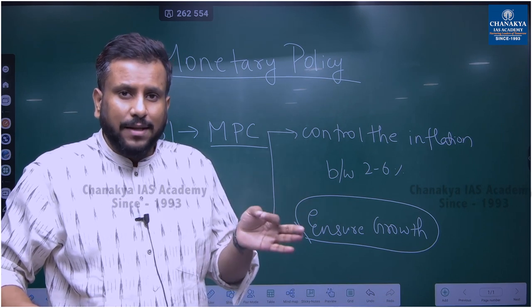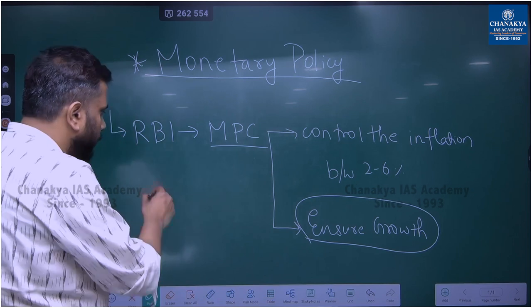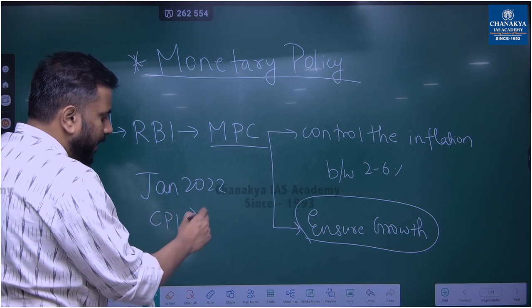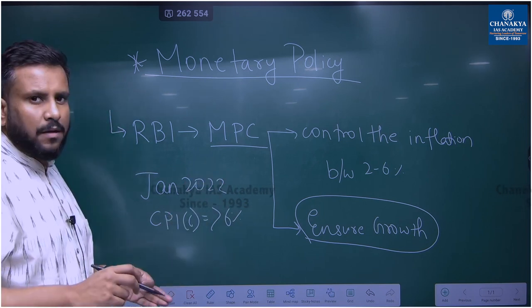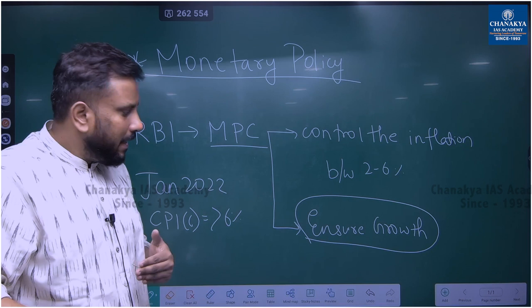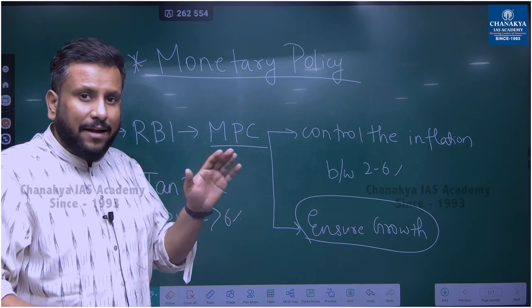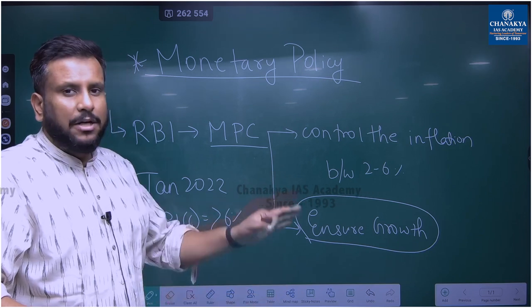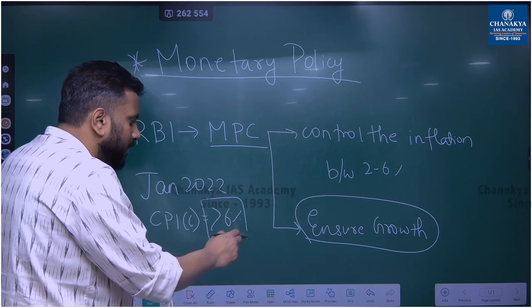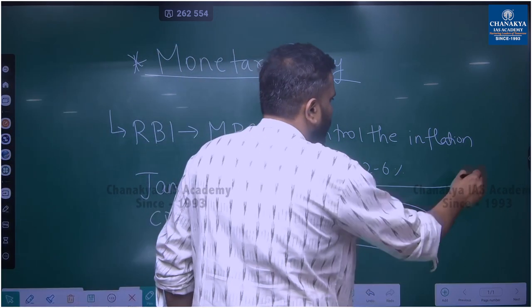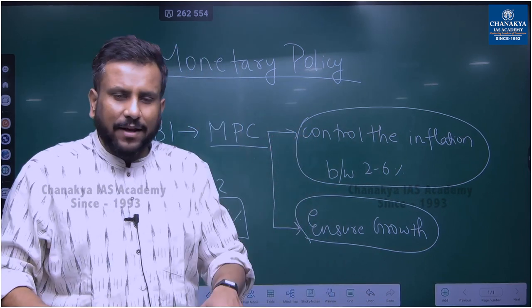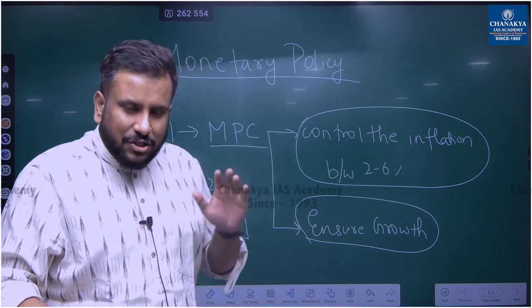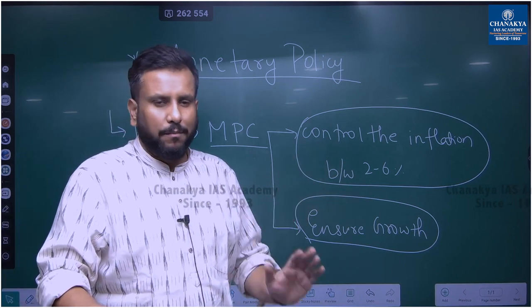But we have discussed already that during the last year, from January 2022, the CPI combined inflation has been more than 6%. So from the time of the pandemic till January 2022, when the inflation was within the tolerance limit, RBI was focusing on growth. But during the last year, when the inflation exceeded this tolerance limit, RBI put all its focus on how to control the inflation and bring it down within 6%. So this is how the monetary policy of the RBI changes, right? In this chapter, we are going to discuss all these things in a bit of detail.